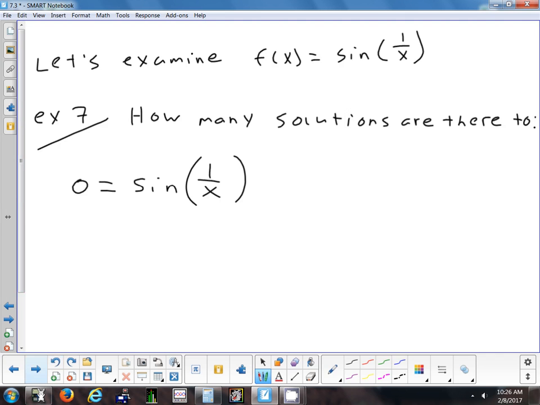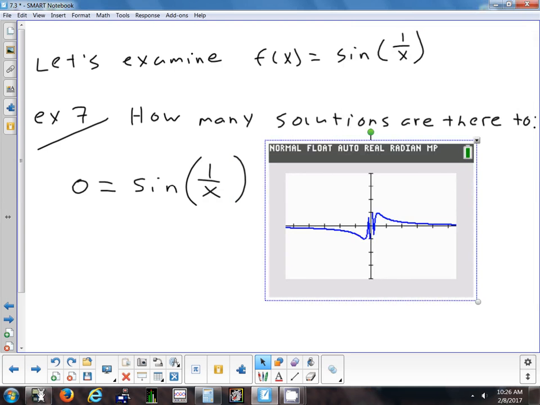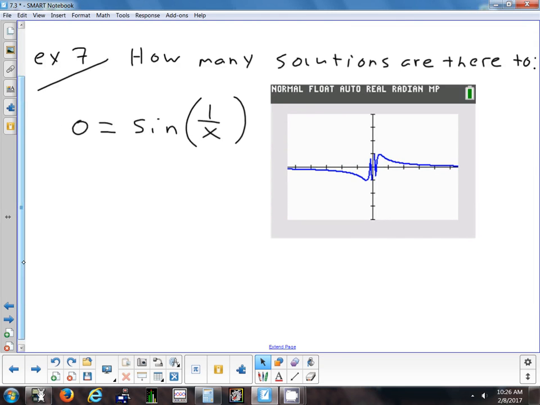All right, let's take a look at this one. It says 0 equals sine 1 over x. Let's type that in and see what it looks like. Okay, and I'm going to do zoom 7. All right, so how many times does that cross the x-axis? About 5. Looks like a bird getting caught. About 4 times?